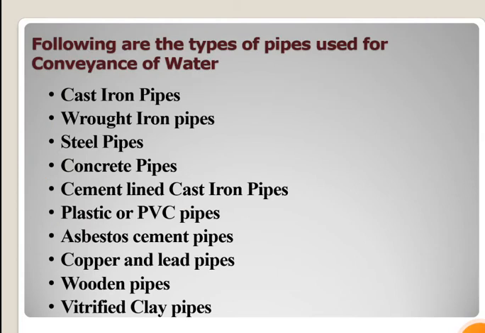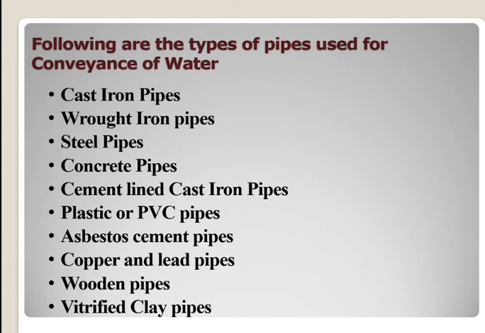So coming to the pipes, there are various types of pipes that are used for conveyance of water. As you see here, we have the cast iron pipes, wrought iron pipes, steel pipes, concrete pipes, cement lined cast iron pipes, plastic or PVC pipes. We have the asbestos cement pipes, copper and lead pipes, wooden pipes, vitrified clay pipes, and the list goes on.